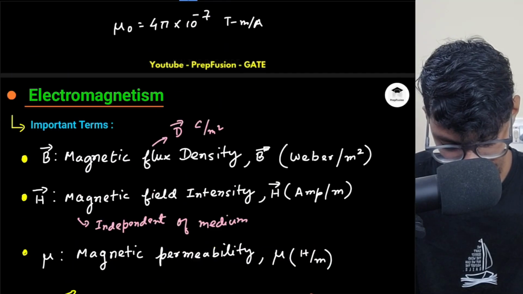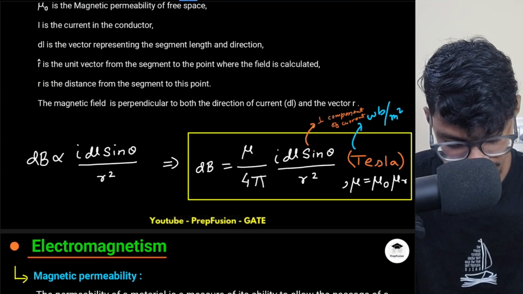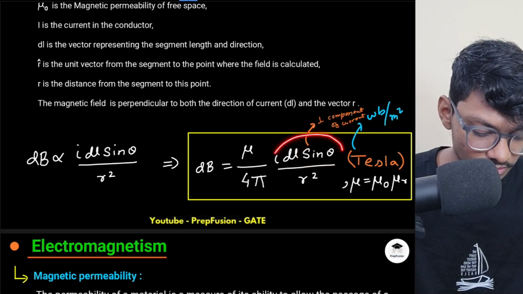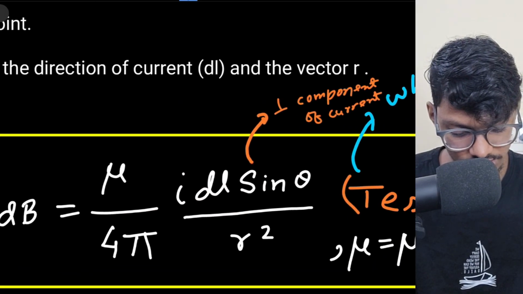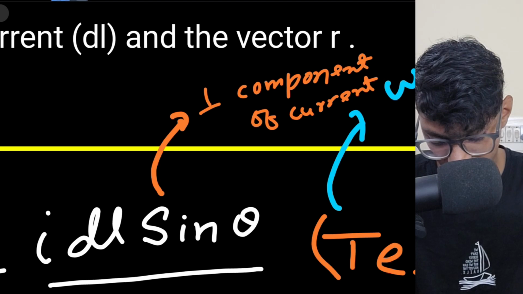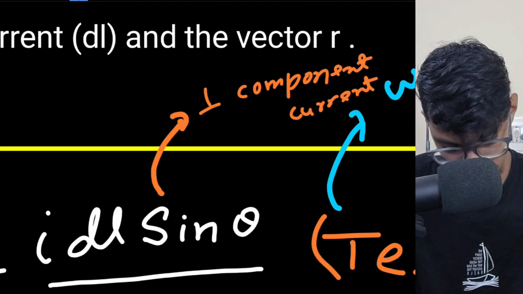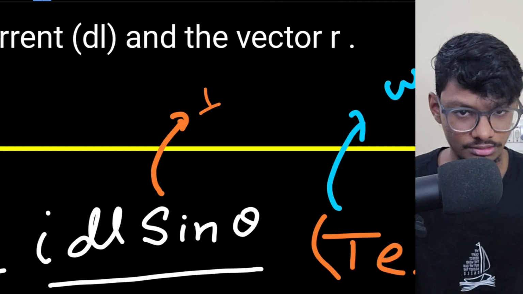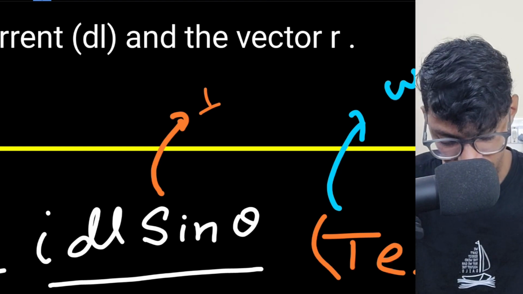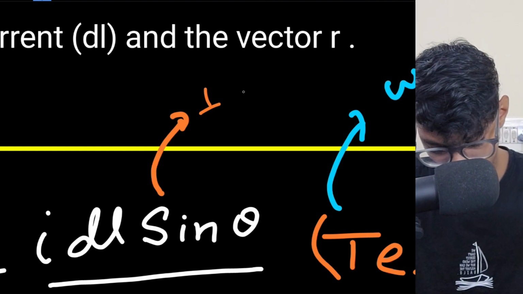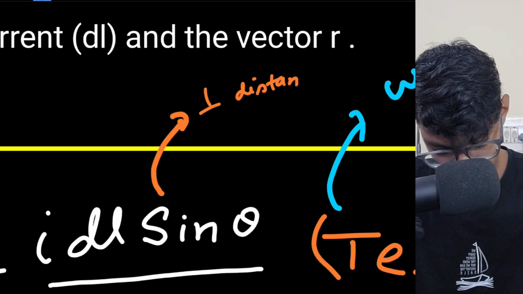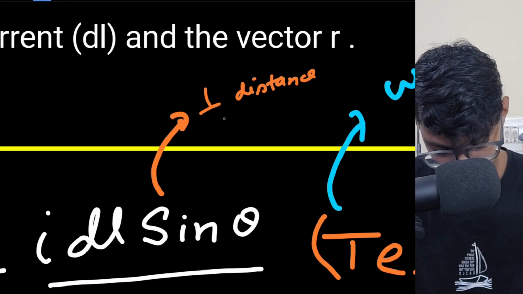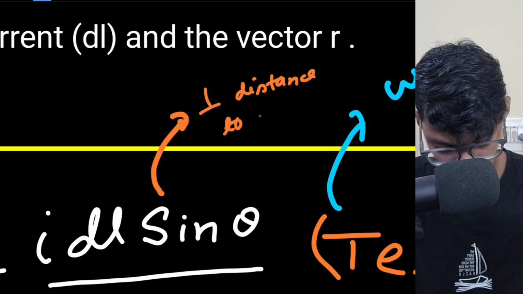One more thing I forgot to mention: when I told you that it is ideally sin theta, another reasoning for this sin theta is the perpendicular component of the current, or the perpendicular distance to that point. Both things are valid, but whichever suits you. So I will say perpendicular distance to point P.